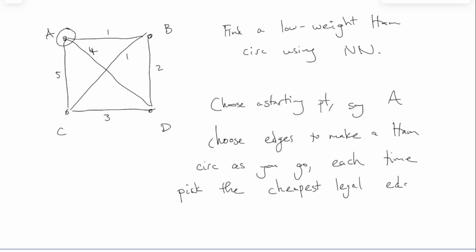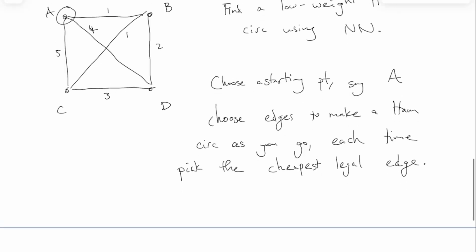legal edge. So in this example, starting at A, you see there are 3 options of which edge I could choose. I have the 1, the 4, or the 5. Which one should I pick? I'm going to pick the 1 because that's what I said in the words over there. You choose your starting point. Each time you choose the cheapest legal edge. And from here, there are 3 legal edges, and I'm going to begin by picking the 1.